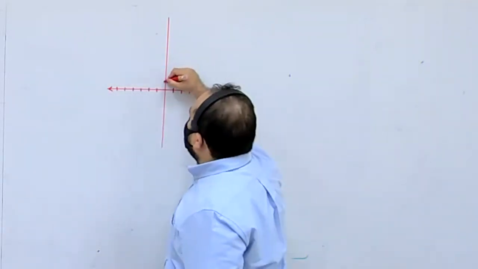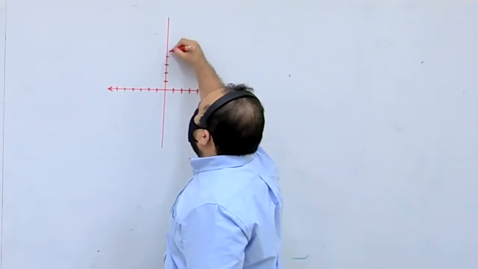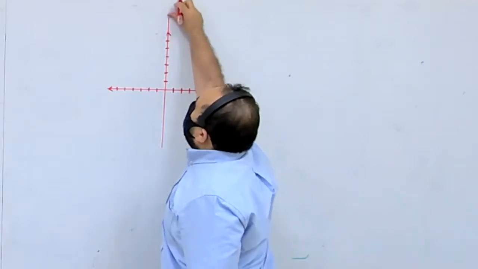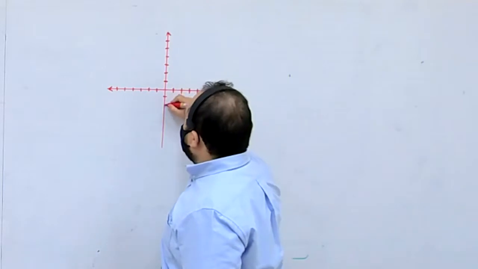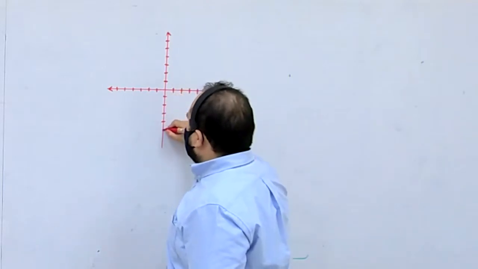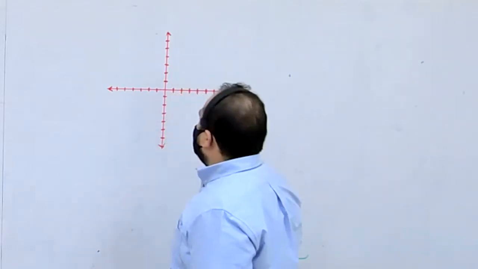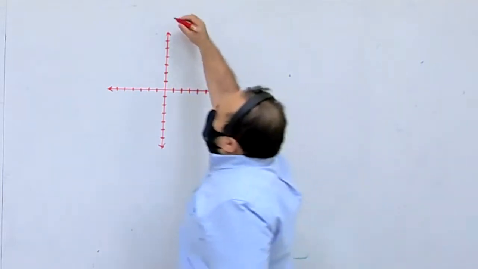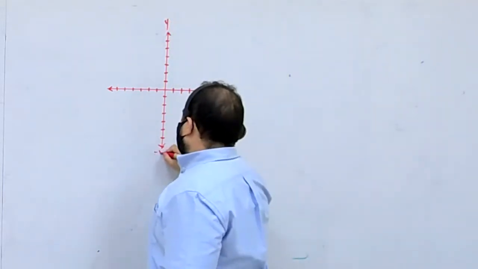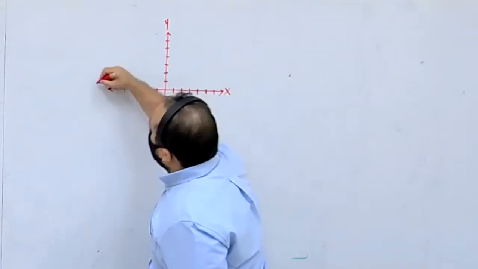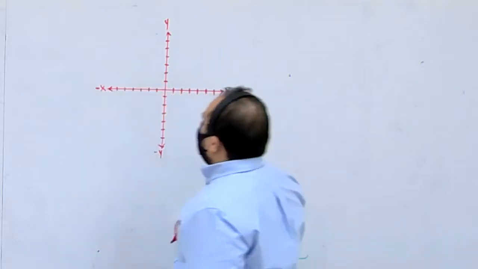We can cut it here. 2, 3, 4, 5, 6 units. And 1, 2, 3, 4, 5, 6 units. All right. This is y, negative y, x, and negative x.